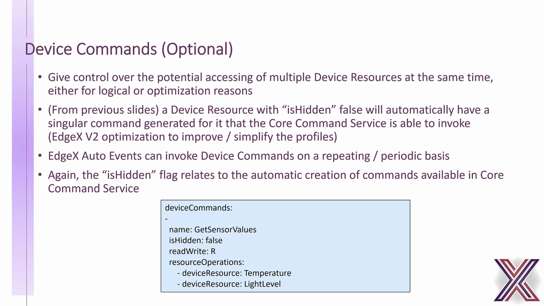And people often use device commands in conjunction with EdgeX auto events. So you may be aware that auto events are mechanisms that let you perform repeated periodic actions on a device. So if you have an auto event that every second, for example, tries to read the values, then you can get all those values on that second period and configure that in one go. And again, there's an is hidden flag for the device commands. This relates to the automatic creation of commands, again, from the core command service. So the default is false. So we won't hide those, so they are available. If you want to minimize the operations available, then you can set that field to true.